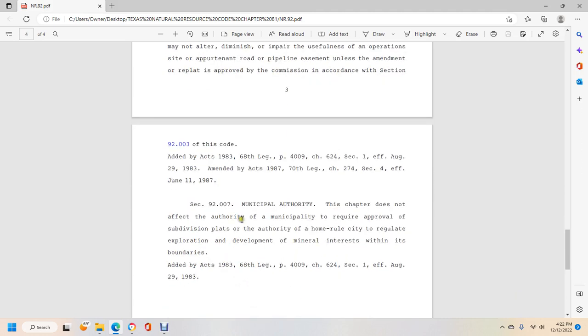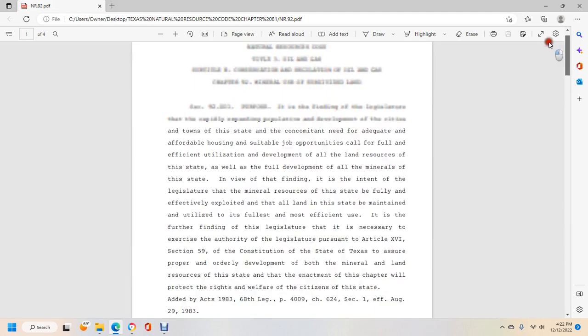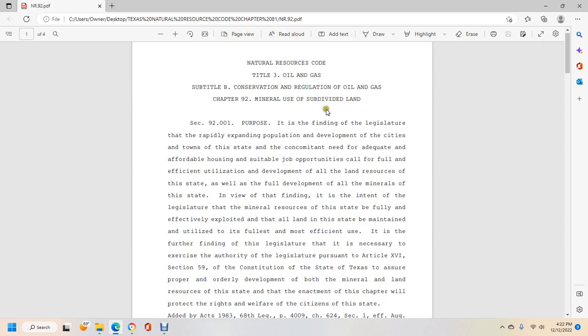Section 92.007, Municipal authority. This chapter does not affect the authority of a municipality to require the approval of the subdivision plan, or the authority of a home rule city to regulate exploration and development of mineral interests within its boundaries. Acts 1983. And that was Chapter 92, Mineral Use of Subdivided Land.